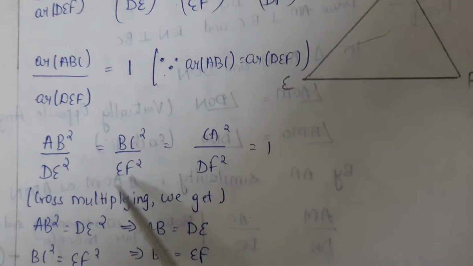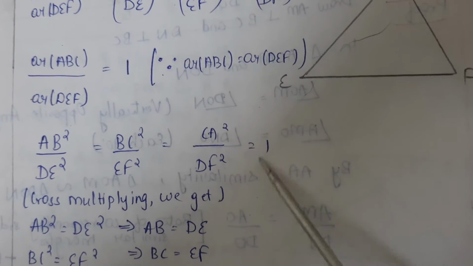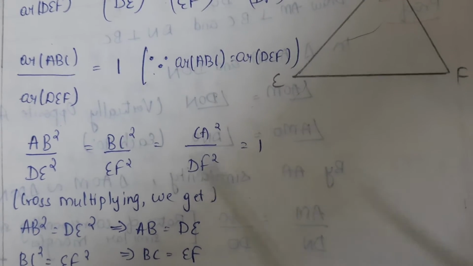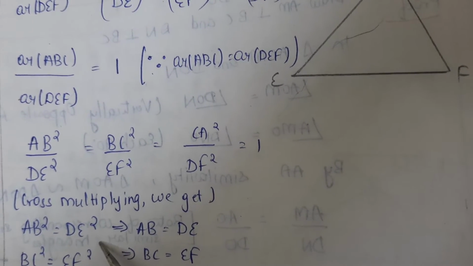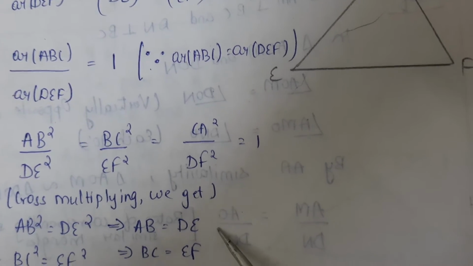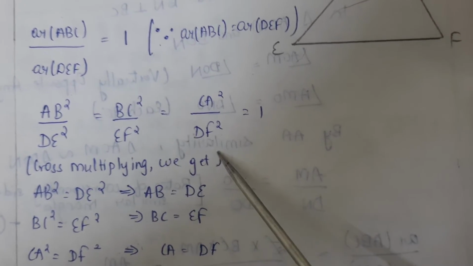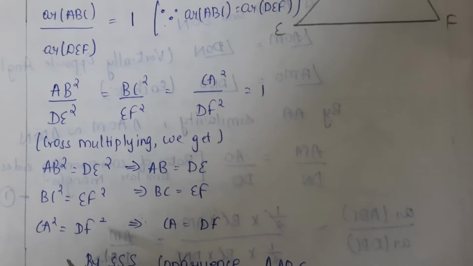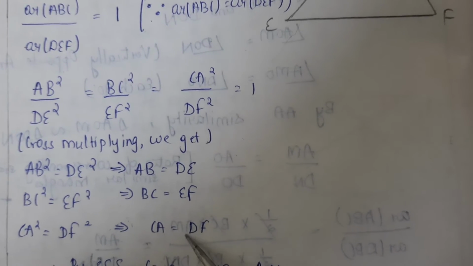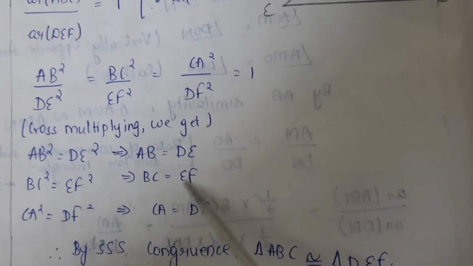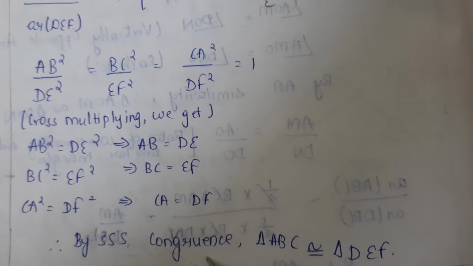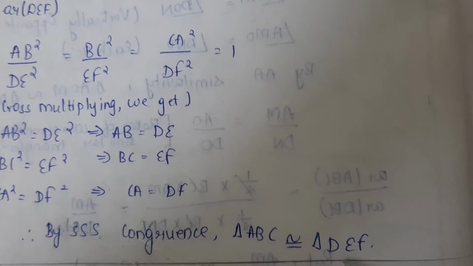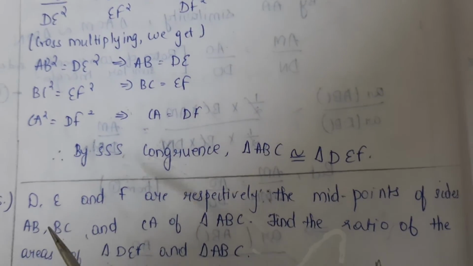Now cross multiplying, we equate everything to 1. AB square by DE square is equal to 1, and this is equal to 1, and this is equal to 1. So we get AB square is equal to DE square, which implies AB is equal to DE. Next we get BC square is equal to EF square, which implies BC is equal to EF. The next we get CA square is equal to DF square, which implies CA is equal to DF. Now all the sides are equal. So by SSS congruence, we say that triangle ABC is congruent to triangle DEF.